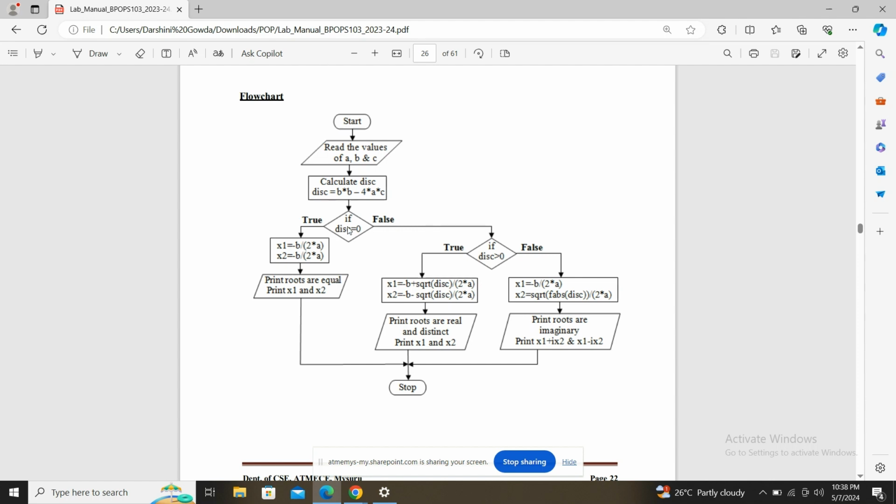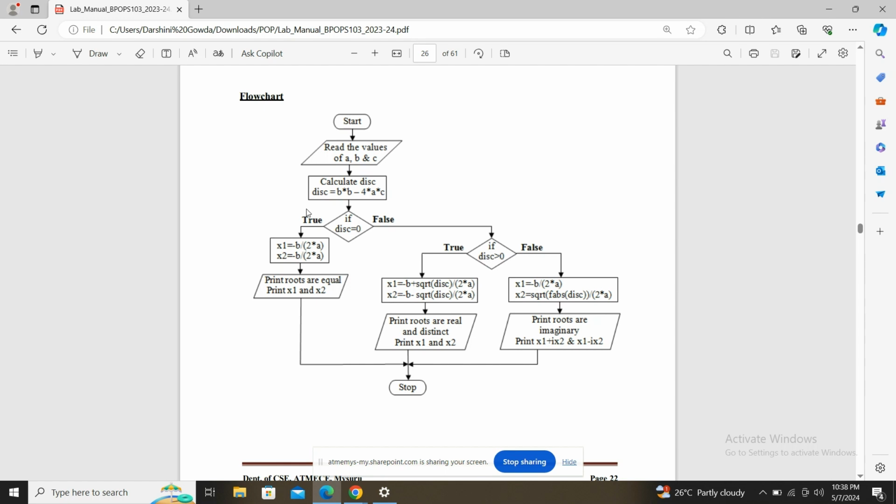If this condition becomes false, it will go to the next condition and check whether the discriminant value is greater than 0. If the condition is true, it will compute two roots by printing the message that the roots are real and distinct, and it will print the values of x1 and x2.